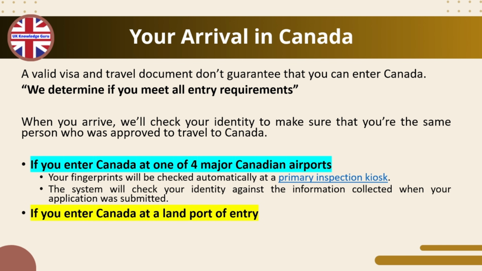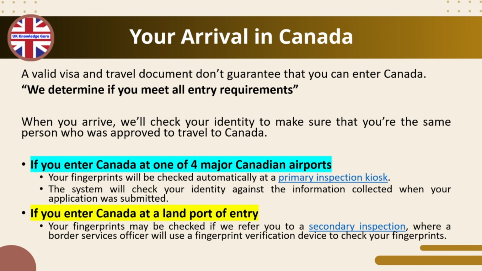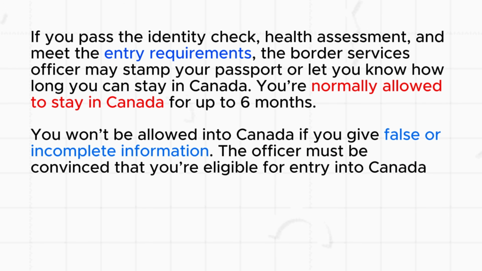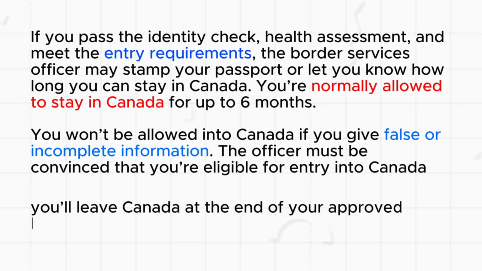If you enter Canada at a land port of entry, your fingerprints may be checked if you are referred to secondary inspection, where a border services officer will use a fingerprint verification device to check your fingerprints. When you enter Canada, you need to pass through an identity check, a health assessment, and meet the entry requirements. The border services officer may stamp your passport or let you know how long you can stay in Canada. They'll normally allow you to stay for up to 6 months. You won't be allowed into Canada if you give false or incomplete information. The officer must be convinced that you are eligible for entry into Canada. You will leave Canada at the end of your approved length of stay.